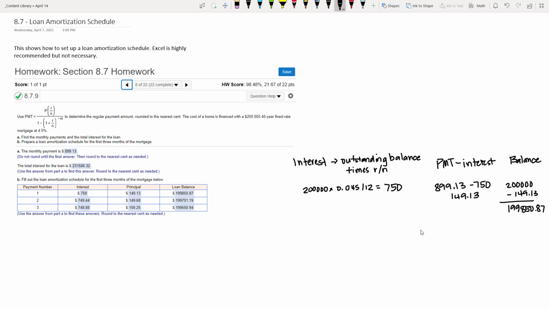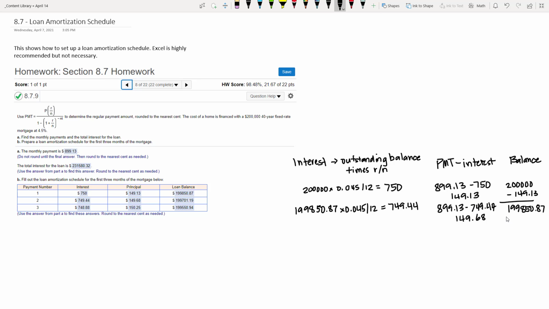$199,850.87. So when the next month comes around, you're going to calculate the interest on that amount because now you owe a little bit less. You pay down some of your principal. So for the second line, you'll take $199,850.87 times 0.045 divided by 12. And when you do that, you get $749.44. And likewise, you'll take your payment of $899.13, and now you'll subtract $749.44. And so notice that on that next payment, it's not much, but 55 cents more of your payment went to pay down the balance of the loan.